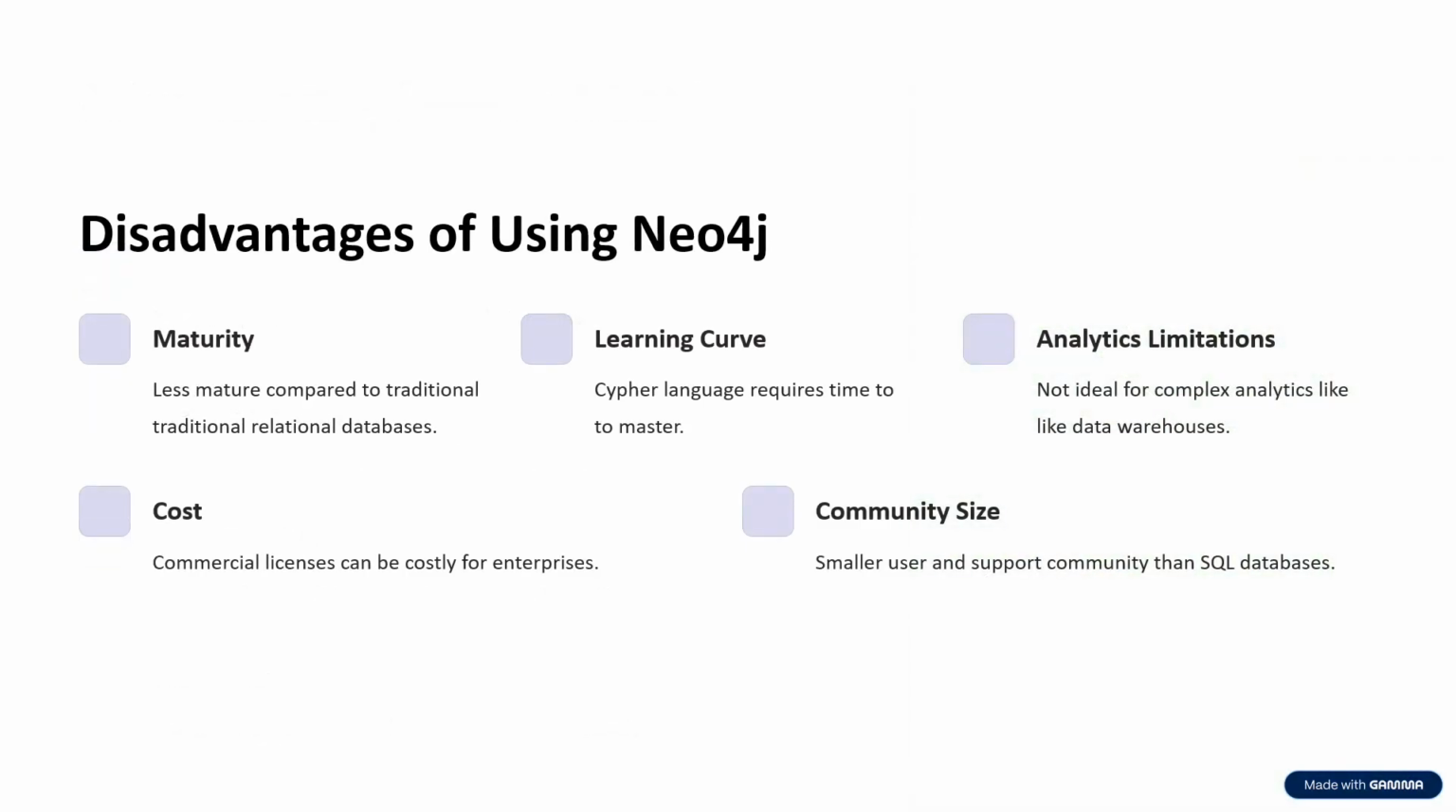There are also some disadvantages, challenges and limitations for the graph database. So first one is maturity. It is less mature compared to traditional relational databases. Means Neo4j is newer than traditional databases like MySQL, so it might not have many features or long-term stability in some areas.